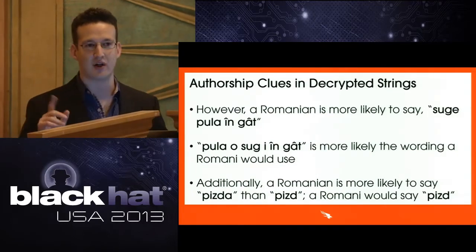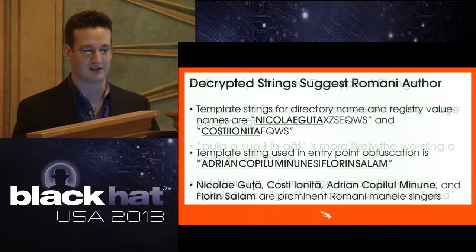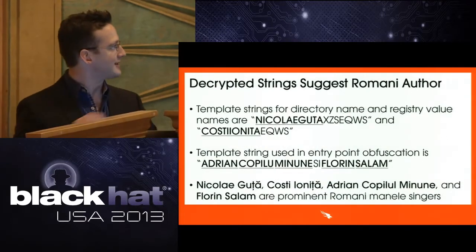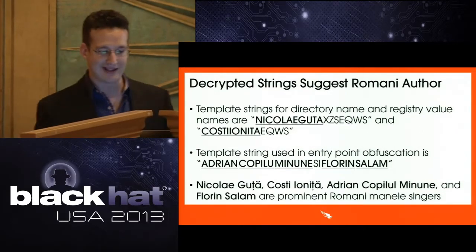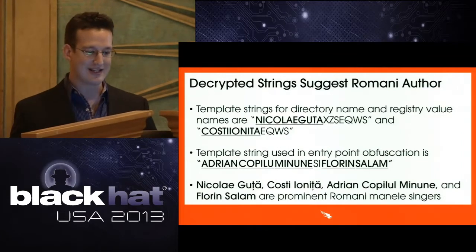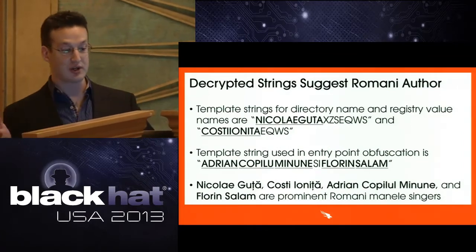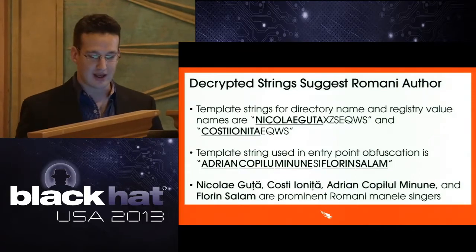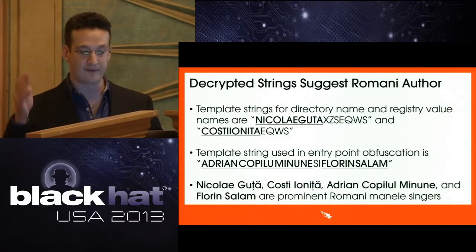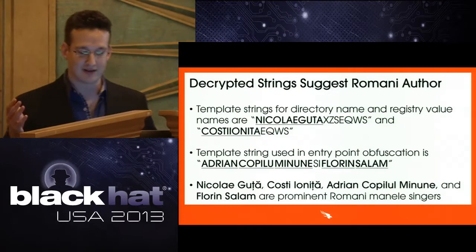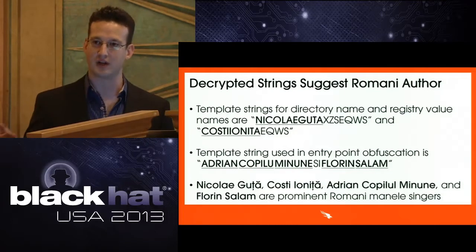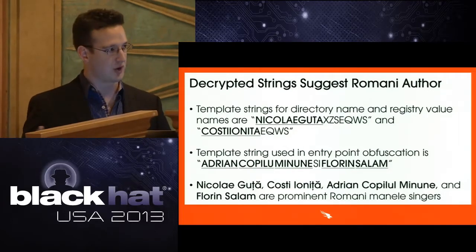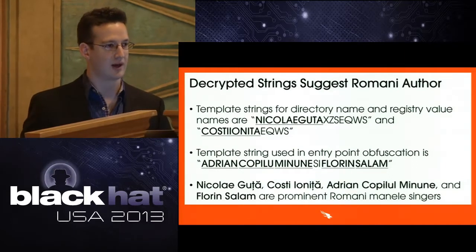But that's not actually all there is. There's actually another set of strings that strongly suggest a Romani author. The template strings for the directory name and registry value names are Nikolai Gutsa and Kosti Ionitsa. And the template string used in entry point obfuscation is Adrian Copilul Minune Si Florin Salam. All four of these guys are Manele singers, very prominent Romani Manele singers. Again, further suggesting that the malware appears to have been written by someone who is Romani and/or likes Romani culture a lot.